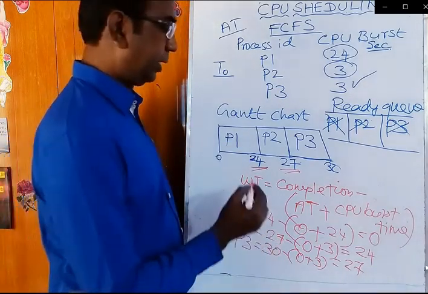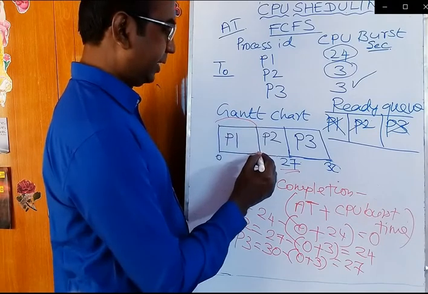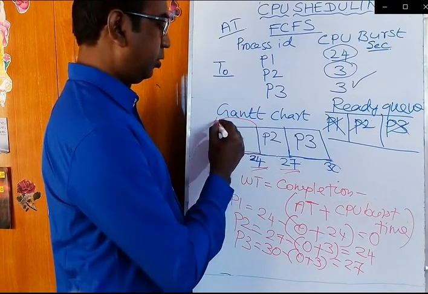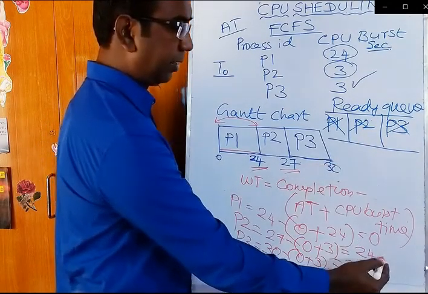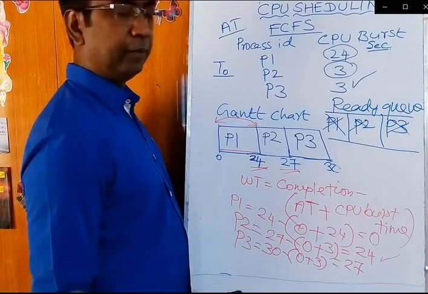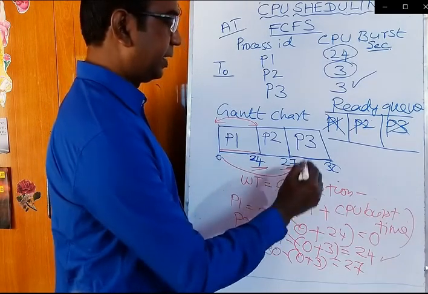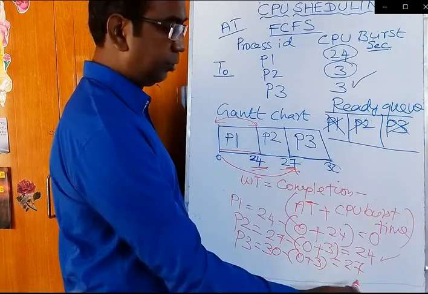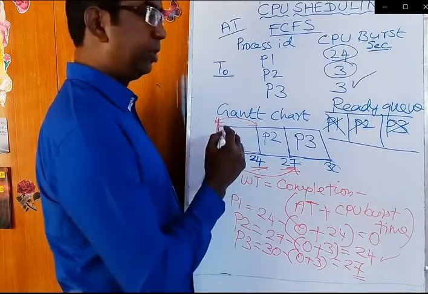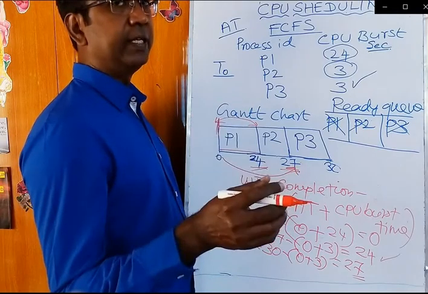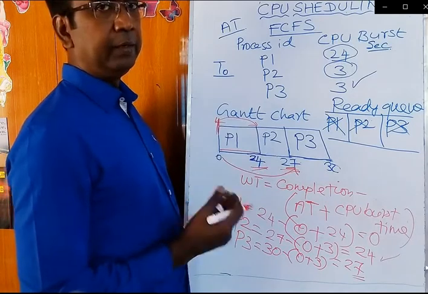Logically speaking, from 0 to 24 seconds, P2 is waiting in the ready queue. That is what we are referring to as 24. From 0 to 27 seconds, P3 is waiting in the ready queue. So you are getting the answer. But P1 enters the CPU as soon as it arrives at the ready queue because the CPU is free, so there is no waiting time for P1.